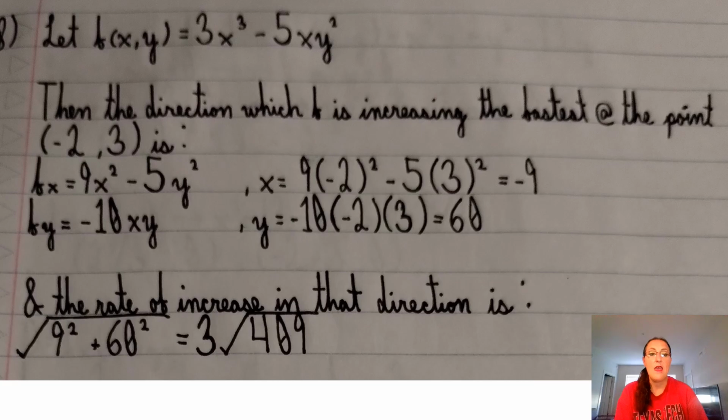Let f(x,y) equal 3x cubed minus 5xy squared. Find the direction in which f is increasing the fastest at the point (-2, 3). f_x equals 9x squared minus 5y squared. f_x equals 9 times negative 2 squared minus 5 times 3 squared equals negative 9. f_y equals negative 10xy. f_y equals negative 10 times negative 2 times 3 equals 60. The rate of increase in that direction is the square root of 9 squared plus 60 squared equals 3 square root 409.